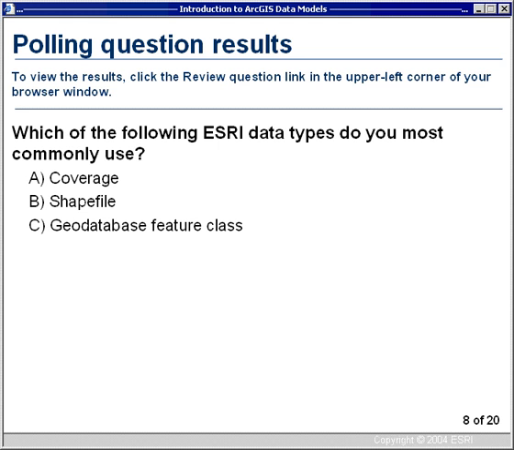Okay, we've received a lot of replies from the group, and it's interesting to see that there's about 5% of the audience working with coverage data. A large percentage, perhaps over 60%, are working with Shapefile data, and about 35% of you are working currently with Geodatabase feature class data.